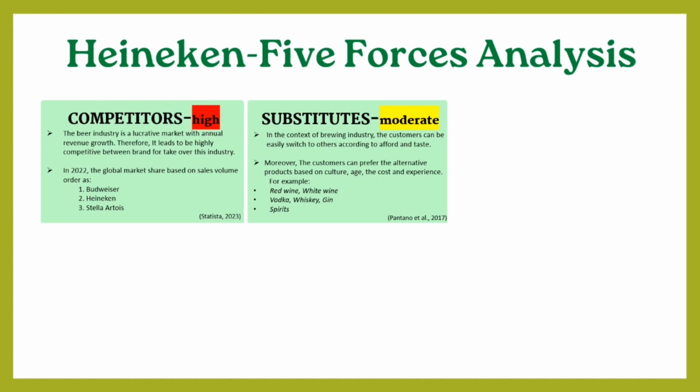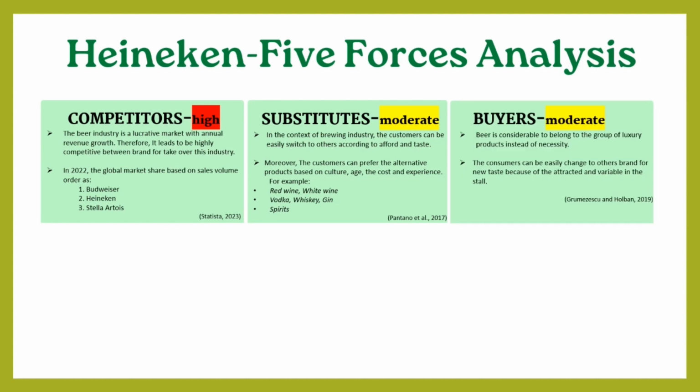And the third element is buyers. Beer is considered to belong to the group of luxury products instead of necessities. The consumer can easily switch to order another brand for a new taste because of the attractive and valuable options in the store. So the buyer belongs to the moderate level.